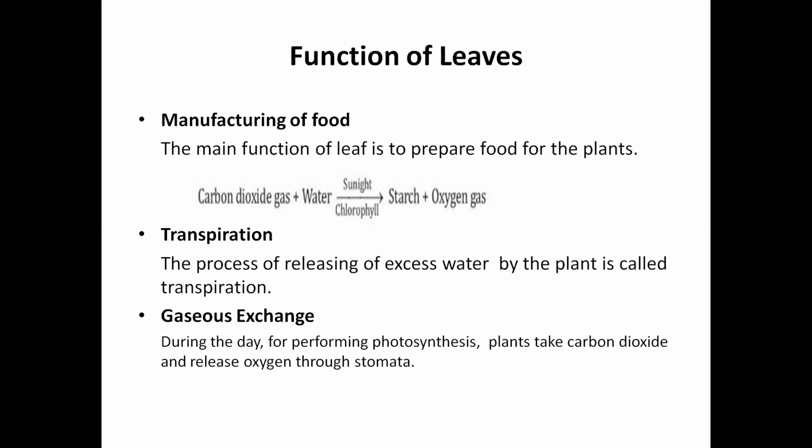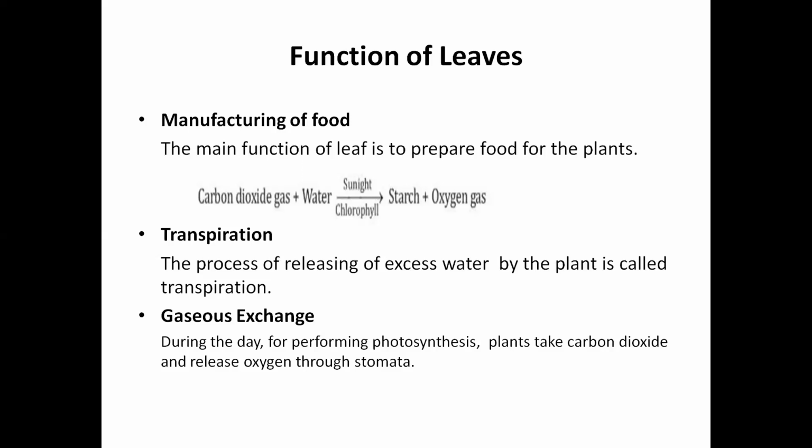So in this process, leaves are using carbon dioxide and water to prepare the food in the form of starch. And in this process, oxygen gas is released as the green leaf prepares food for the plant. They are called food factory of the plants. They have given the equation here: carbon dioxide gas plus water in the presence of sunlight and chlorophyll will give out starch plus oxygen gas.